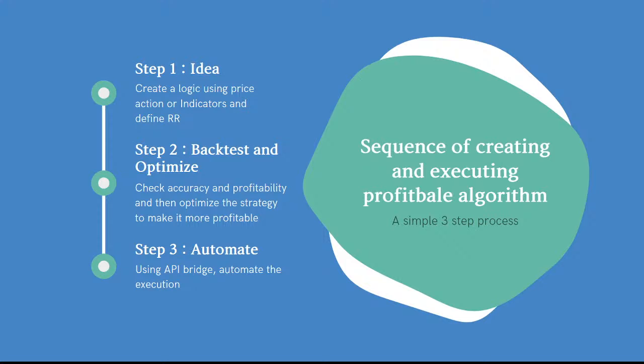Once you have that logic, once you have the indicator, and once you have your risk reward in place, the second step is to backtest and check whether it was profitable in the past or not. If it was not profitable in the past, there is a very high chance that it won't be profitable in the future also. And if it was profitable in the past, you can then optimize and check what were the best factors or parameters which have given the highest profit. And once you make it more profitable, the third step is automation.